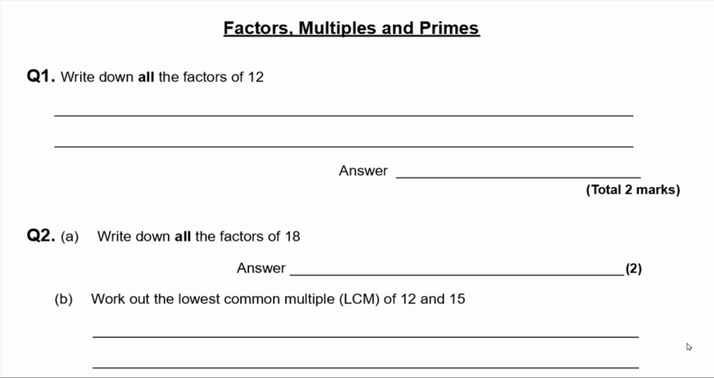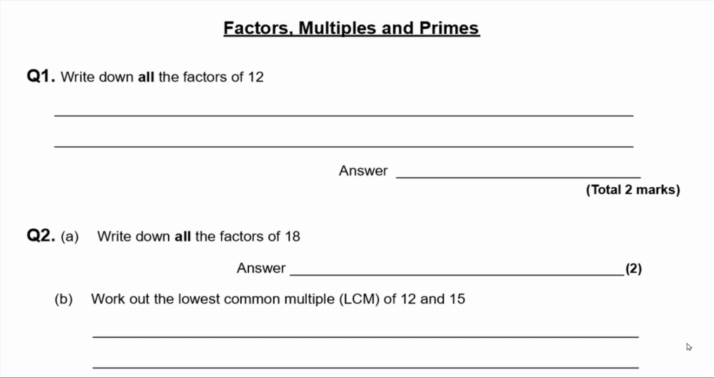You need to know about prime factor decomposition and how to find HCFs and LCMs, either by listing outcomes or by combining products of prime factors. So we'll look at those, I'm sure, as we go through. Okay, so first off, write down all the factors of 12.